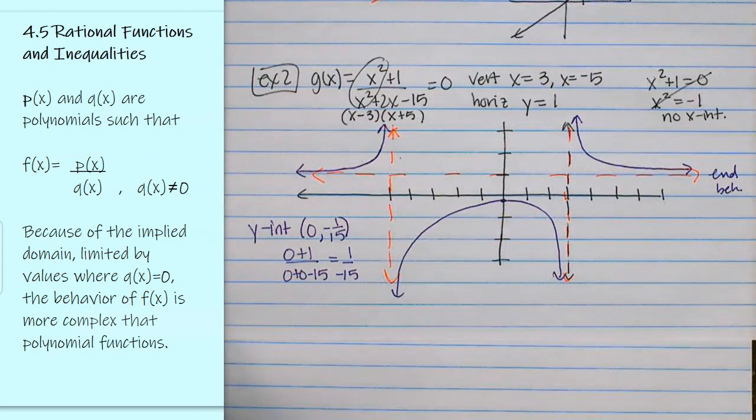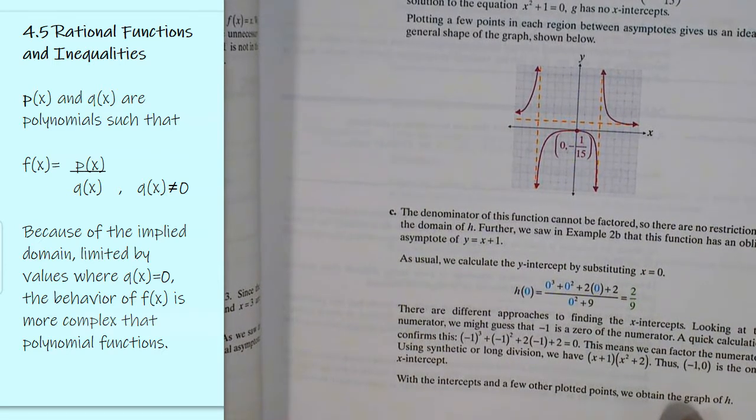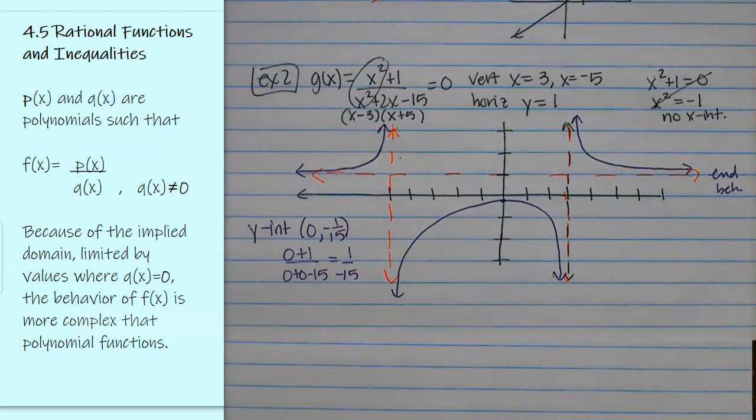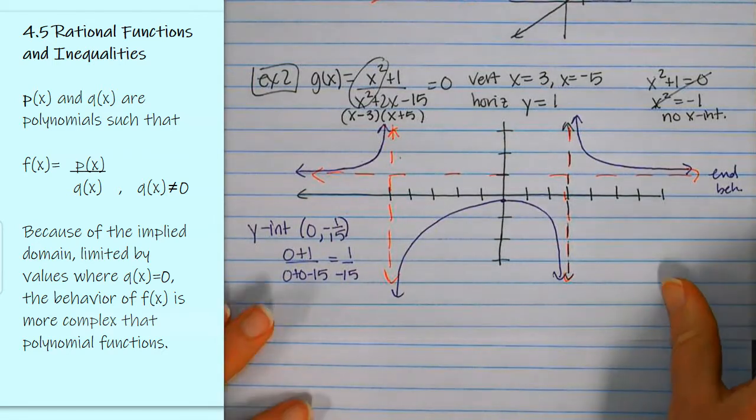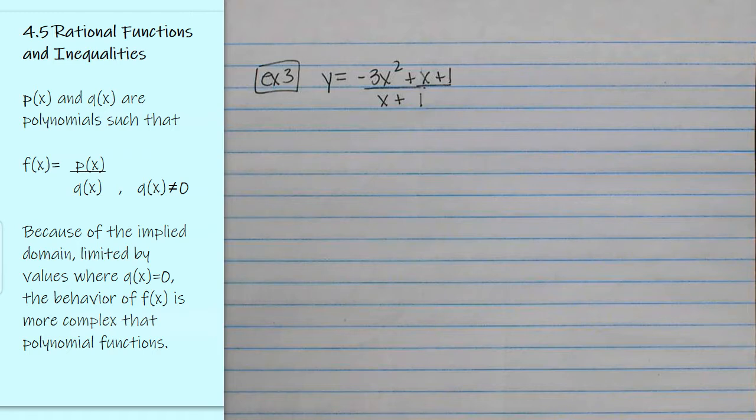So my graph looks like this. This is a decent sketch. You can see in the book they have the same sketch, and it looks about like ours. So how about that? Example 2, making a graph that's a little bit more interesting. Let's see one more. Okay, example 3 looks like a rational function.